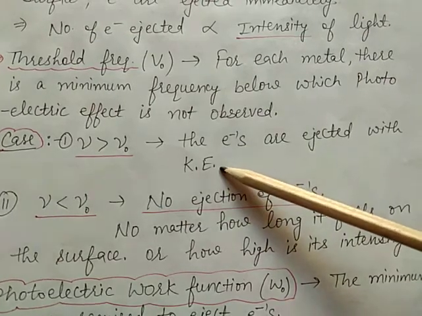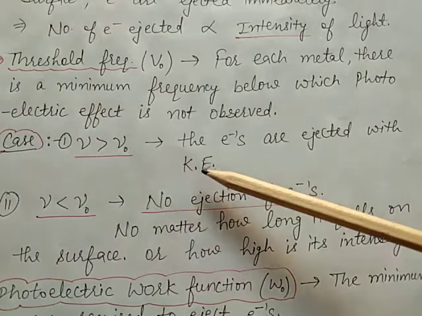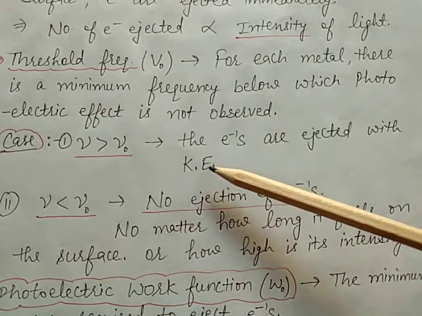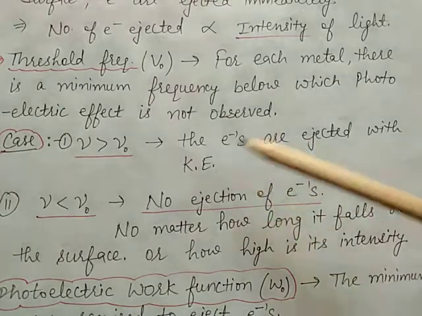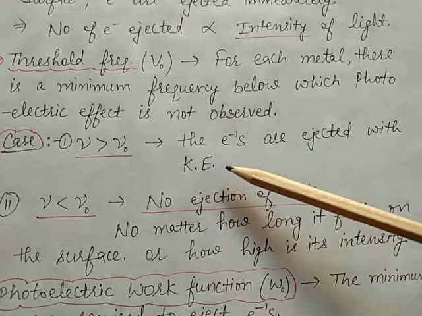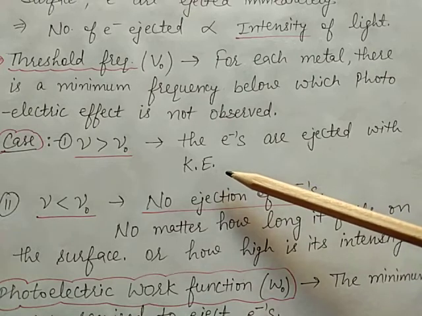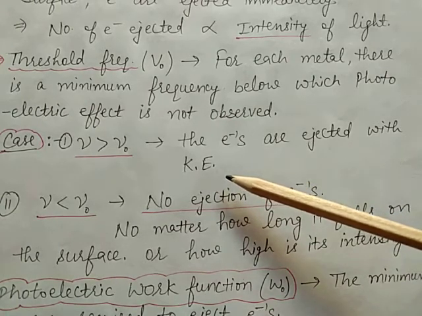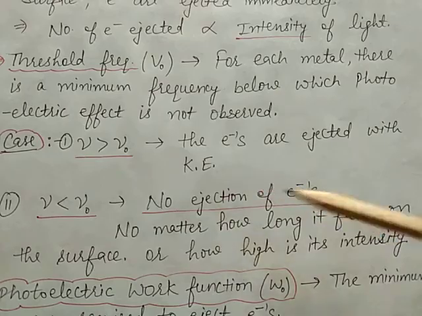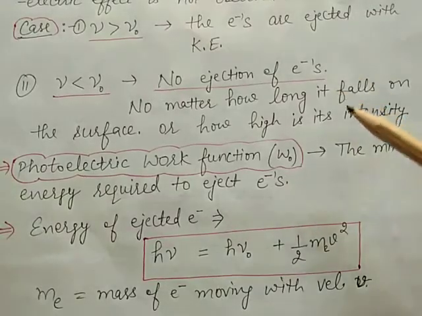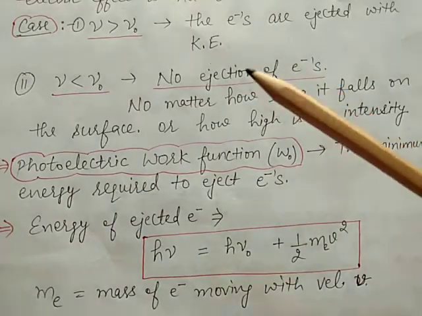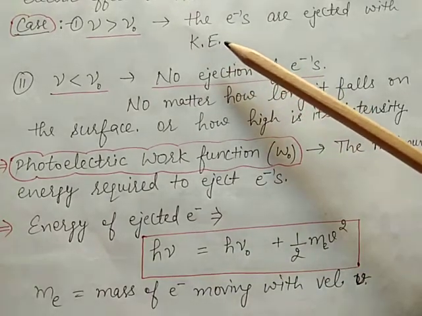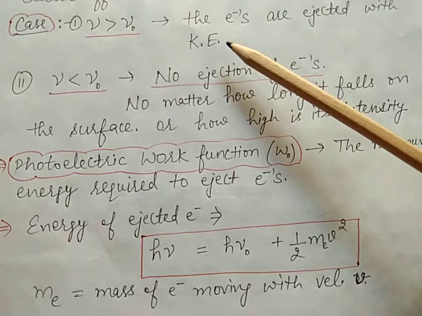So we can say that the energy of striking photons is equal to binding energy plus kinetic energy of ejected electrons. Binding energy means the energy which holds the electrons to the metal surface. Or we can say that the kinetic energy of ejected electrons is proportional to the frequency of electromagnetic radiation.